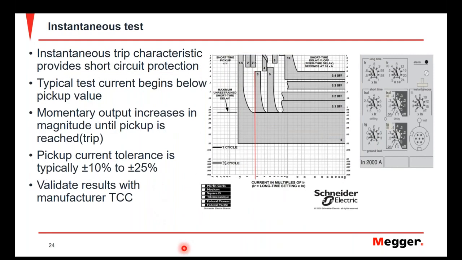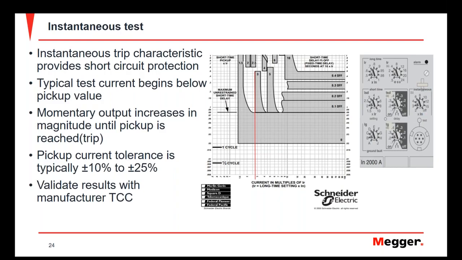So our instantaneous tests, we're going to discuss that now, and it's a little bit different than the two tests that we just talked about, in that for an instantaneous test, this is a pickup test. It's going to be performed using a momentary current output. And the way that we do this test is we're going to start below our pickup point for the instantaneous setting, and then we're going to pulse current in increasing magnitudes until the breaker trips. And that's the pickup point, and we want to record the current value at which the breaker tripped.